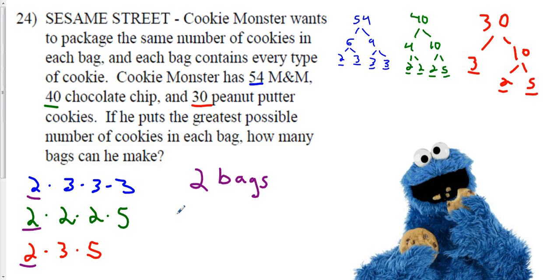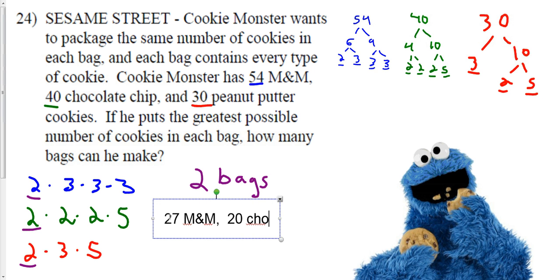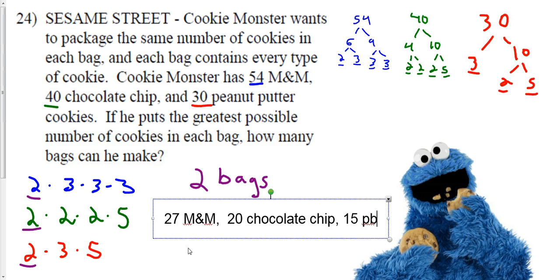Now, at this point, that's technically the end of the question. If we wanted to figure out how many of each kind there were, well, for the M&M ones, there's 3 times 3 times 3, so we'd say that's 27 M&M cookies. For the chocolate chip ones, there's 2 times 2 times 5, so there'd be 20 chocolate chip cookies. And for the peanut butter ones, there's 3 times 5, so 15 peanut butter. I'm just going to do PB.